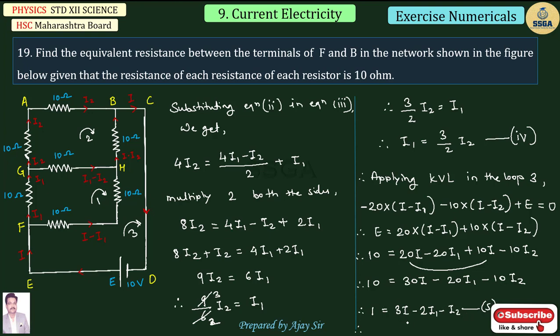So 1 is equal to 3I. Or we can write this equation in this form also, with this on the left hand side and this term on the right hand side: 3I minus 2I1 minus I2. Let us call this equation number 5. So now put the value of I, that is (4I1 minus I2) divided by 2, and the value of I1, that is 3 by 2 into I2. Let us put those values in equation number 5.